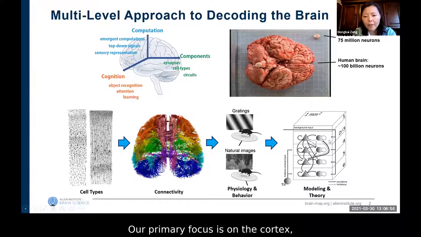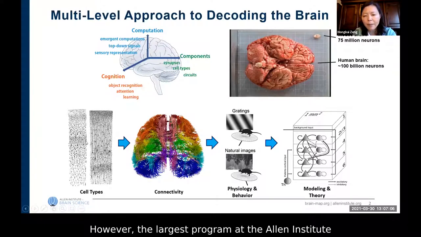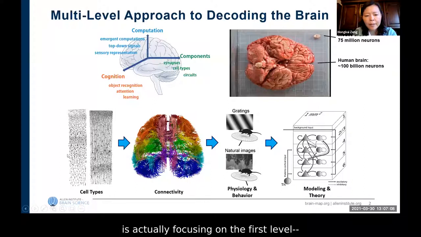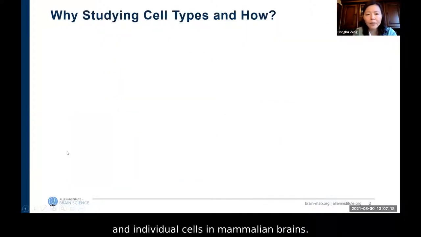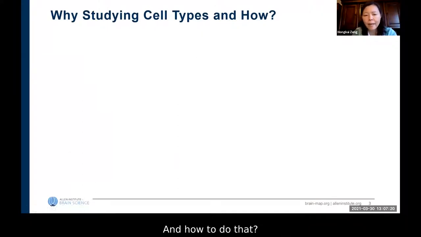Our primary focus is on the cortex, especially on the behavior and functional side in the visual cortex of mouse. However, the largest program at the Allen Institute is actually focusing on the first level, trying to understand the diversity of cell types and individual cells in mammalian brains. So why study cell types and how to do that?